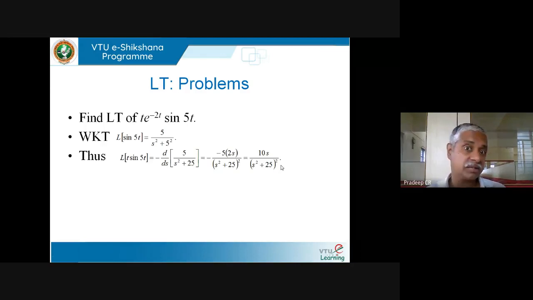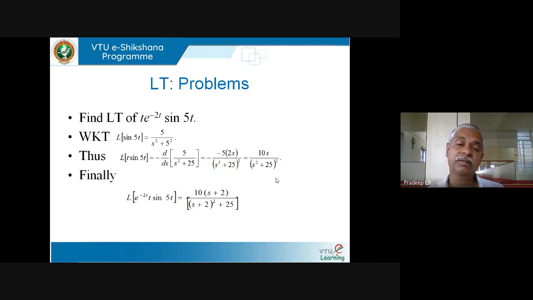But that's not where my problem ends. My problem says find Laplace of e power minus 2t, t sine pi t. So that I know how to do. If I know Laplace of t sine pi t, I know Laplace of e power minus 2t t sine pi t. All I have to do is replace s by s minus minus 2, which is s plus 2, which is what you see on your screen. So that is 10 times (s plus 2) divided by (s plus 2) whole square plus 25.